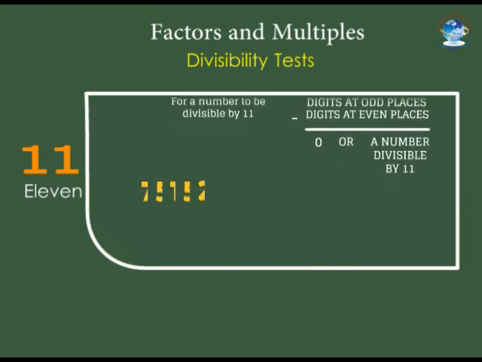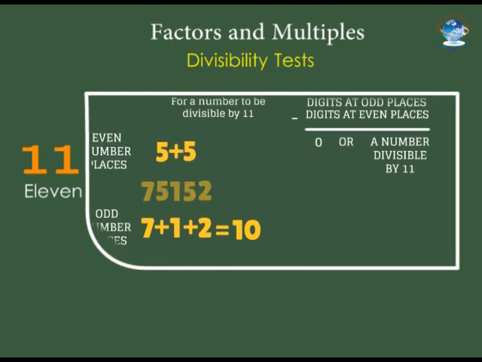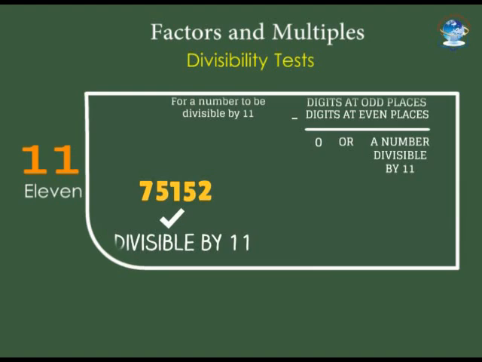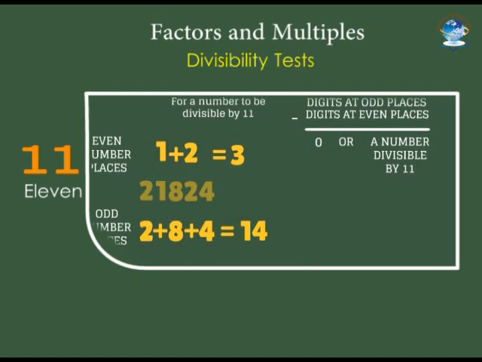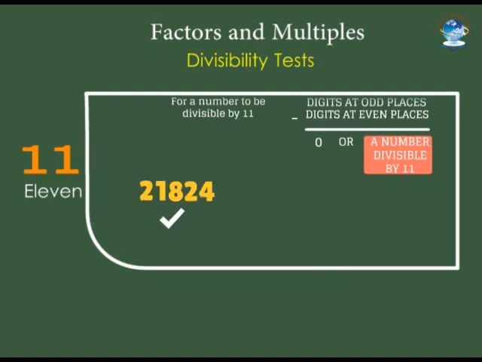Take 75,152. The sum of digits in odd number places is 2 plus 1 plus 7, which is 10. The sum of digits at even number places is 5 plus 5, which again is 10. The difference is 0. And so the number 75,152 is divisible by 11. Again in 21,824, the sum of the digits at the odd number places is 14, and the even number place value digits add up to 3. The difference is 11, and so 21,824 is divisible by 11.